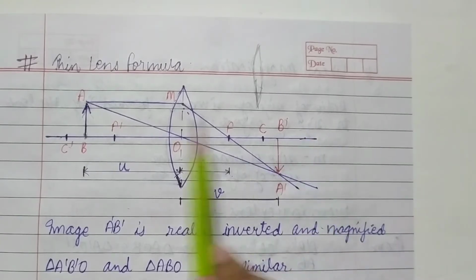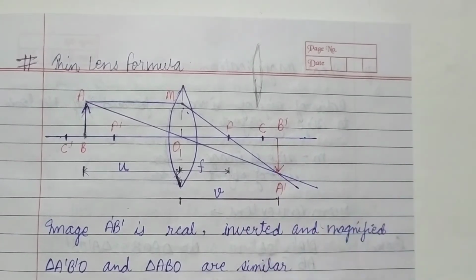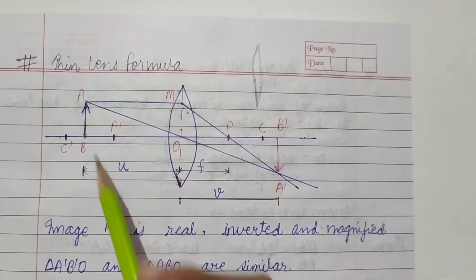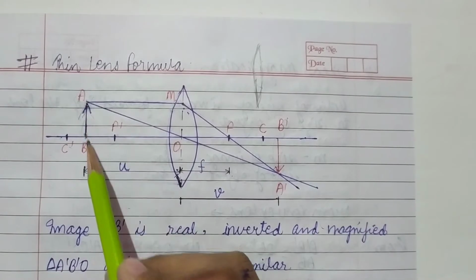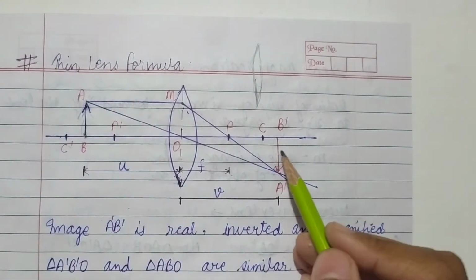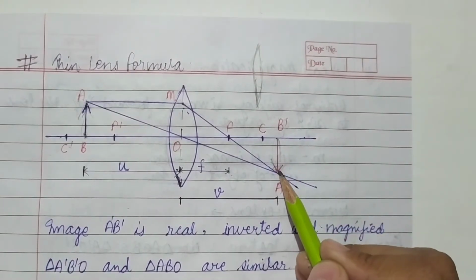We have got this image. As you can see, this image is on the right side of the lens, in the direction of the ray. This is a real image. And what else? Initially the object was upwards, and now the image of the object that we have got is downward. The arrow is pointing downward.